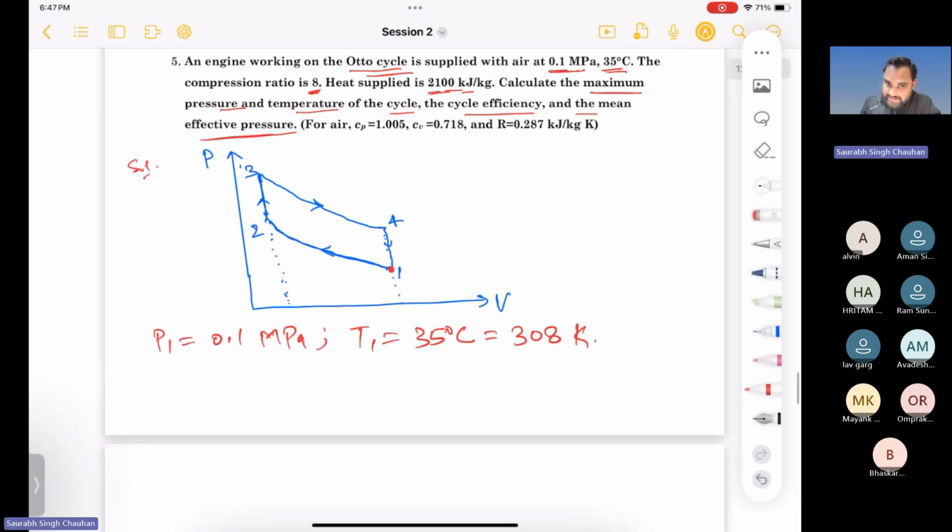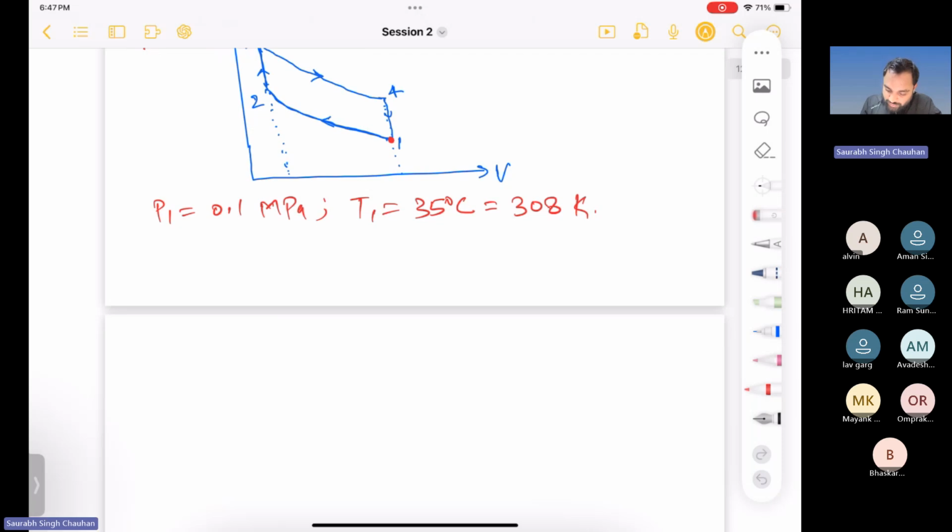The compression ratio is 8. So volume at point 1 is, let us say, V1 and here it is V2. So how do we define compression ratio? Maximum volume divided by the minimum volume. So V1 by V2 is equal to 8, right?